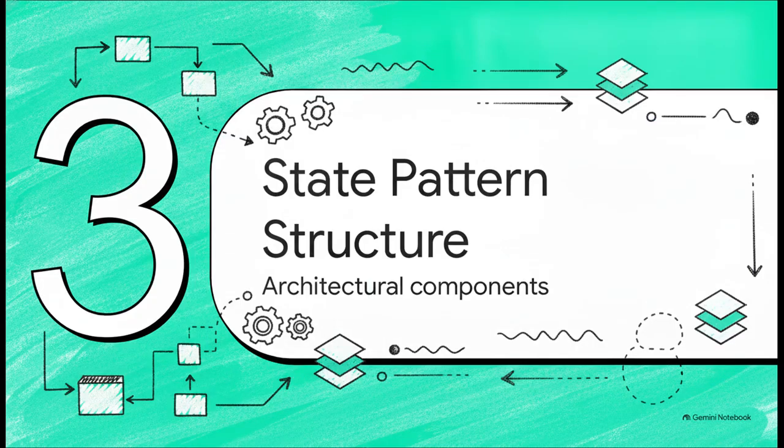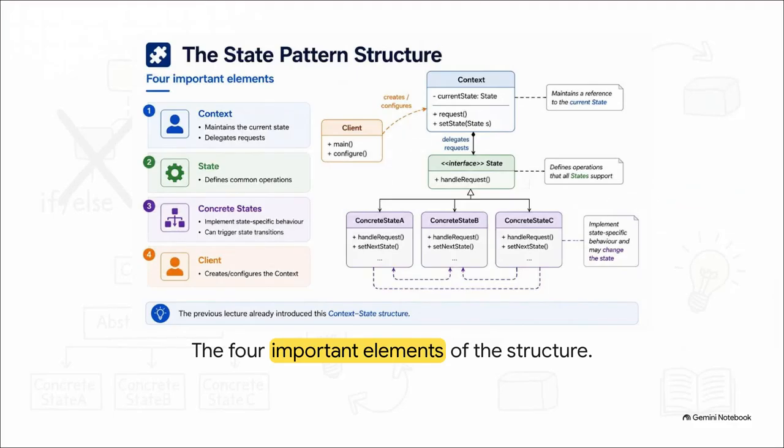Part three, the state pattern structure. Let's look at the architectural components. Okay, so this UML diagram is essentially your ultimate blueprint to escape conditional hell. There are four absolutely crucial elements to understand here.